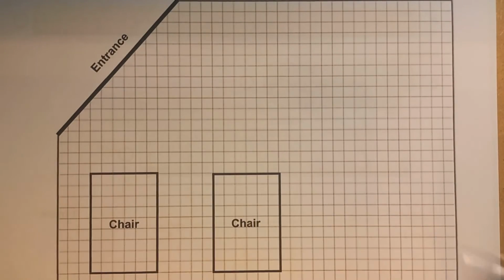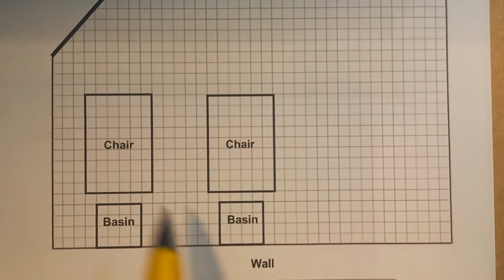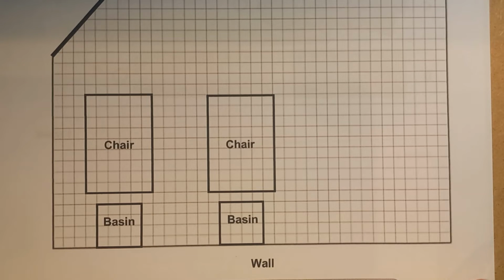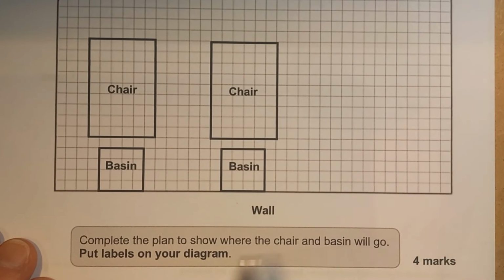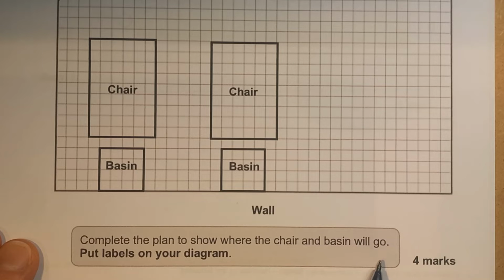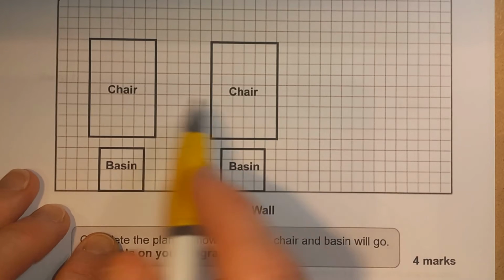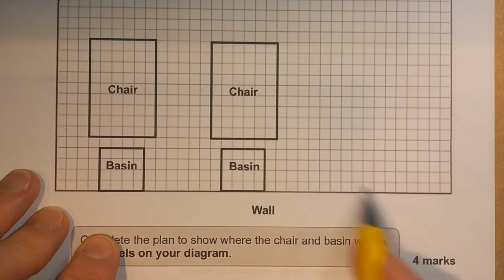Big entrance up here. You come in, you've got 2 chairs here, 2 basins so far, and it said they're going to add a third chair and basin. And they're saying complete the plan to show where the chair and basin will go. Put labels on your diagram. Right, so we basically need to draw another chair and basin, but over here.